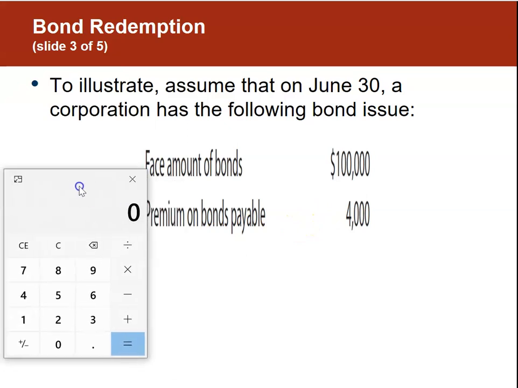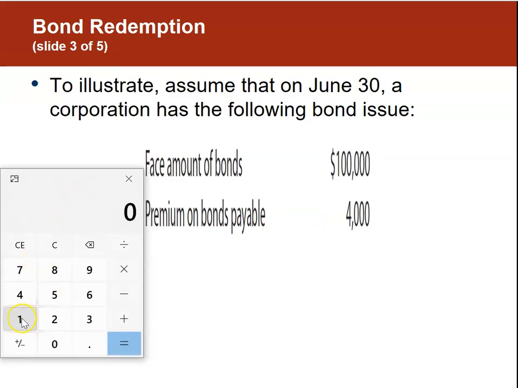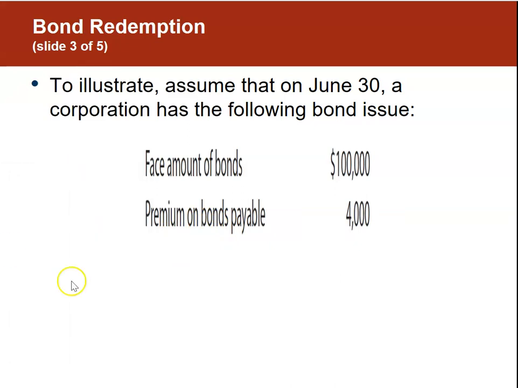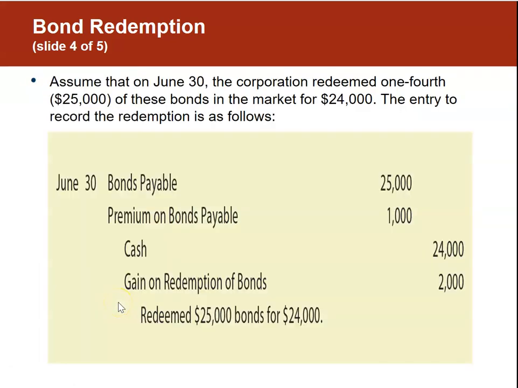Let's bring the calculator over here for just a moment. We have a face amount of $100,000 for these bonds, and we're going to add the unamortized premium to that. And so our carrying amount is $104,000. All right? So let's see what we can do here.